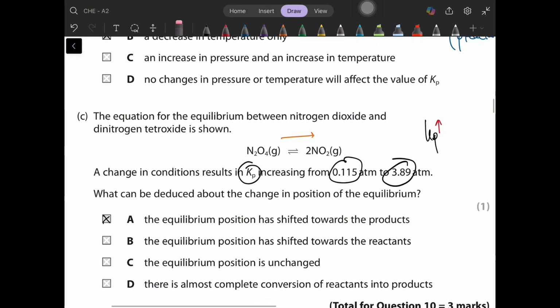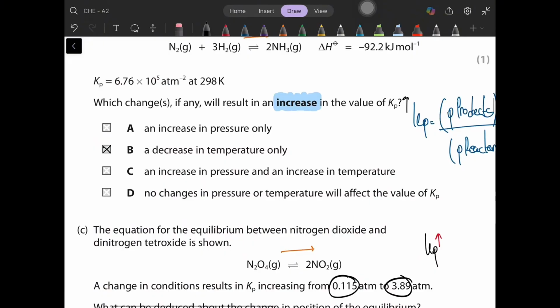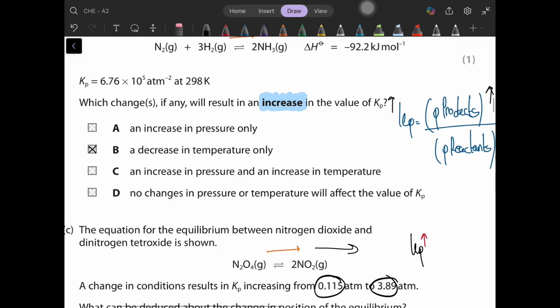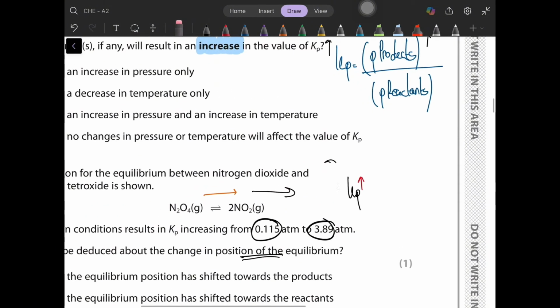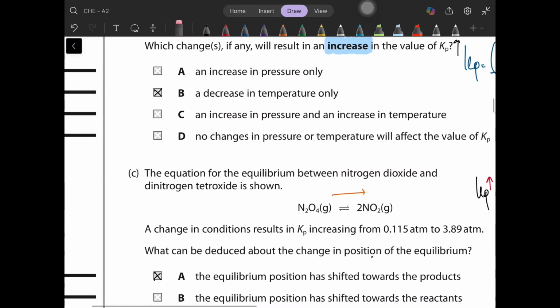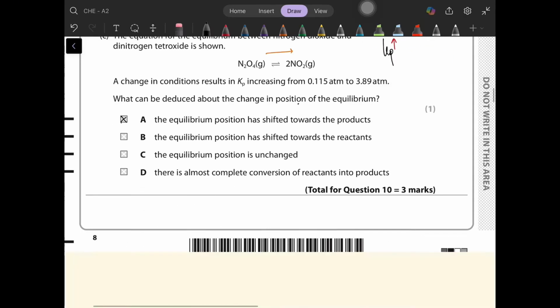You do not basically need to know all of this here, but let's read the question once more. A change in condition results in Kp increasing from this to this. What can be deduced about the change in position of the equilibrium? So equilibrium should shift to the right, because when equilibrium shifts to the right, the amount of product increases, and as the amount of product increases, Kp should increase as well. So the answer should be A. The equilibrium position shifted to the product, or to the right hand side. Let's move on to the next question.